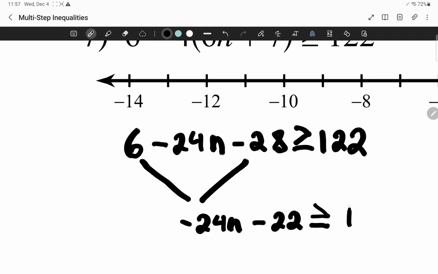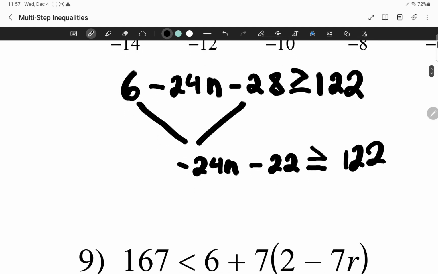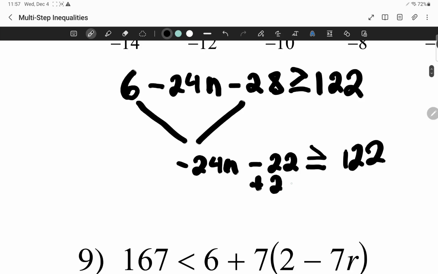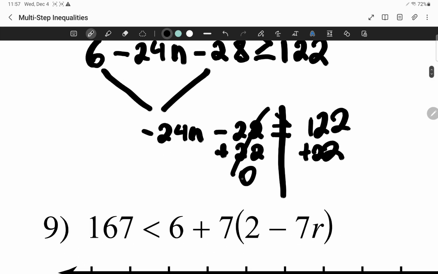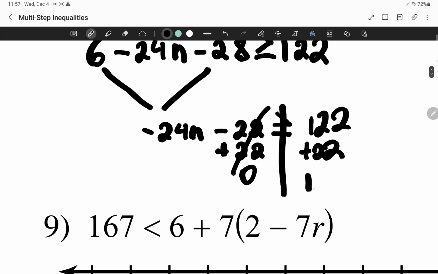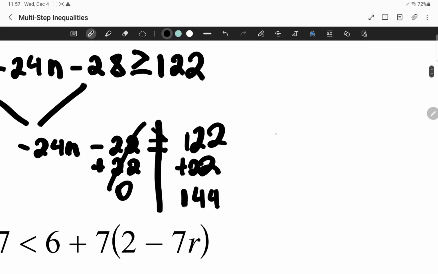Now we're going to write this here. We're going to do plus 22, plus 22. The reason I'm doing that is because I want to leave the letter alone, right? So that cancels out. That becomes 0. And over here we have 144. Now, what do I have on the other side? I'm going to rewrite it. So it's going to be -24n is greater than or equal to 144.